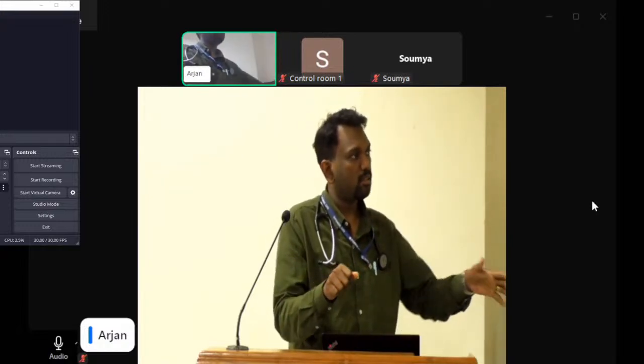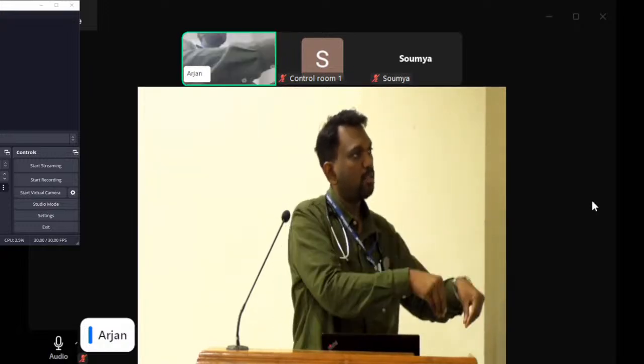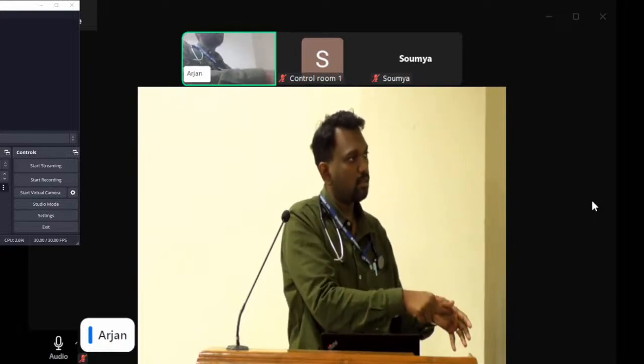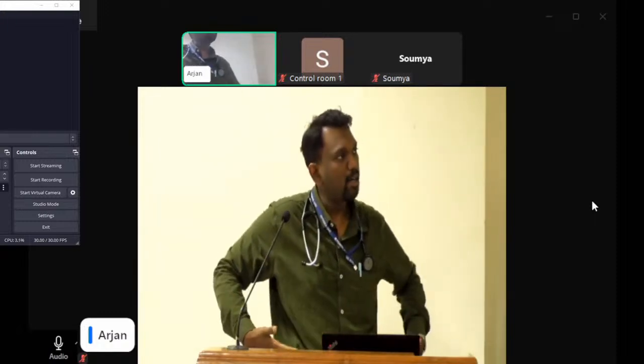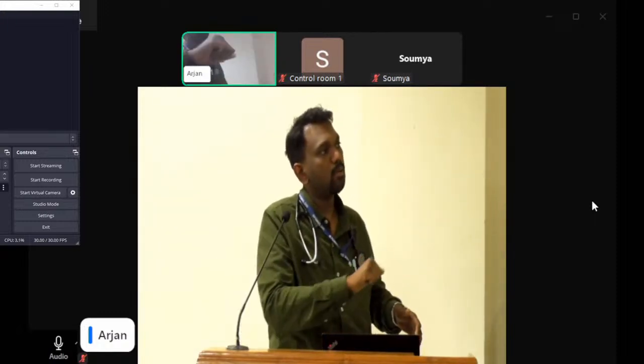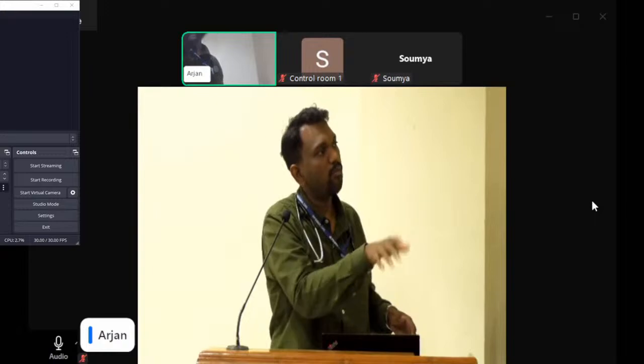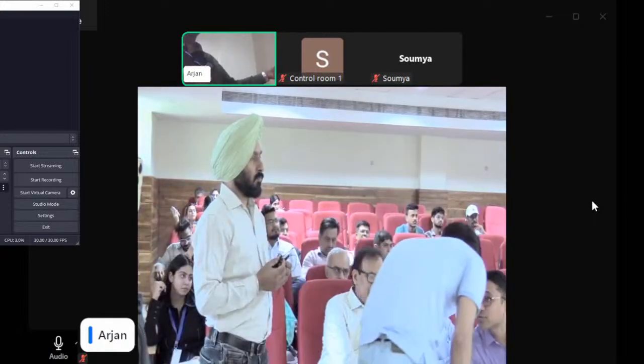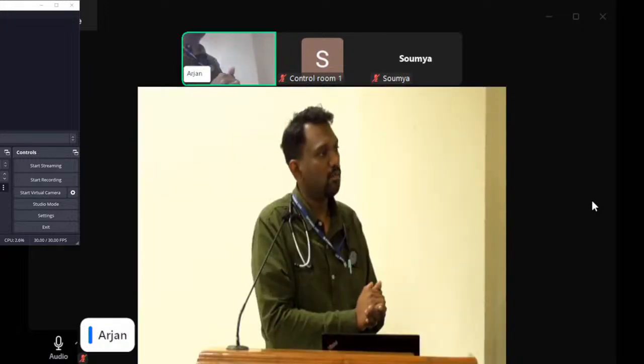So we need something like a child walker, which you have seen. The child is put into a truss or a suspended body in which he moves his lower legs and moves around without the risk of falling. So here we are just giving an idea of what is possible. This can be a rigid or a flexible device.